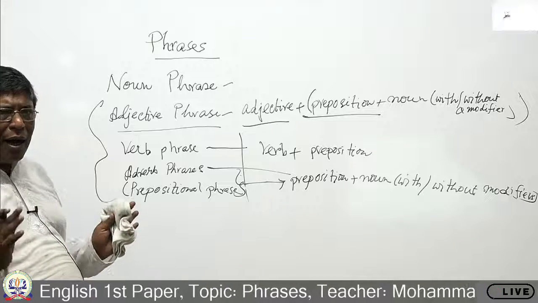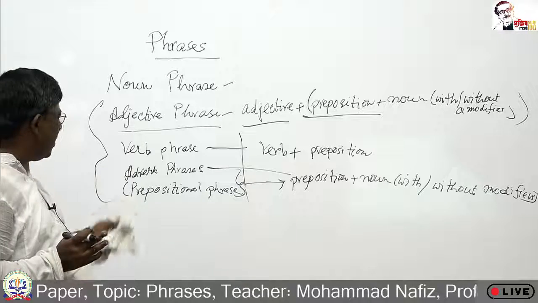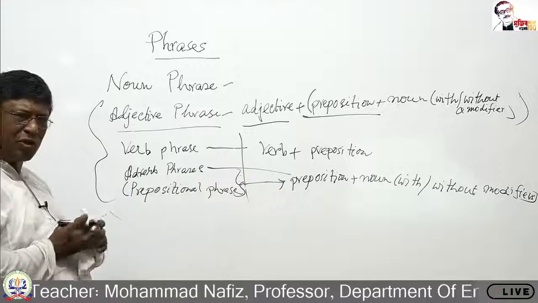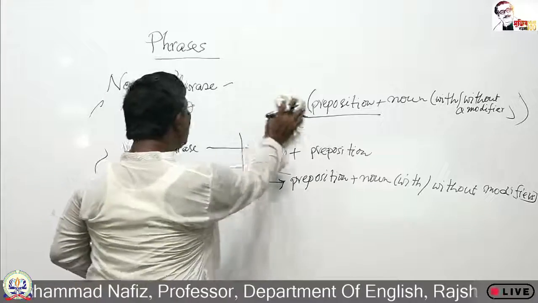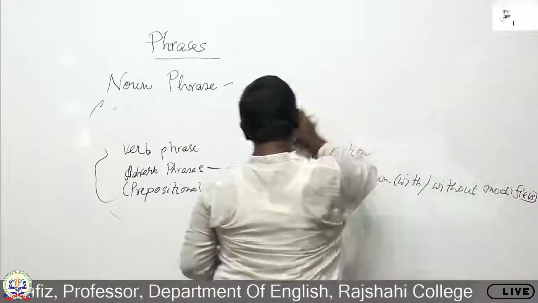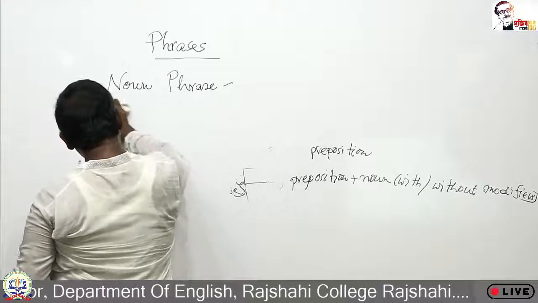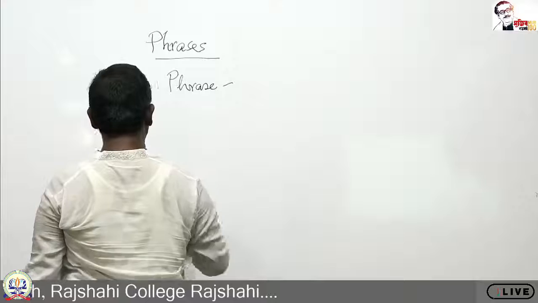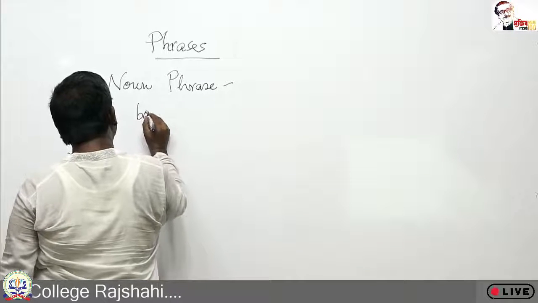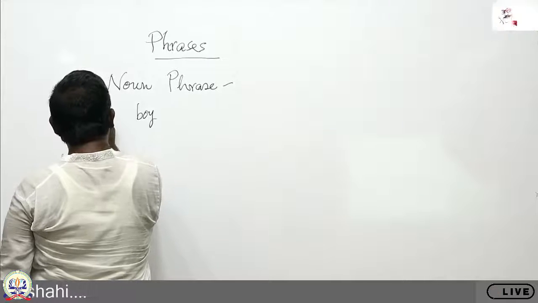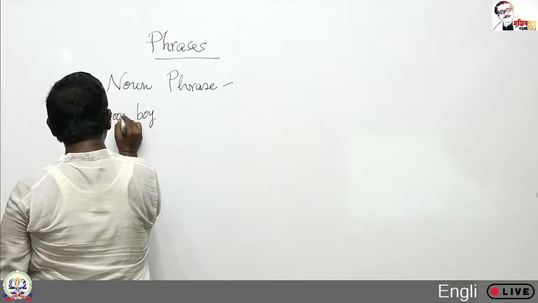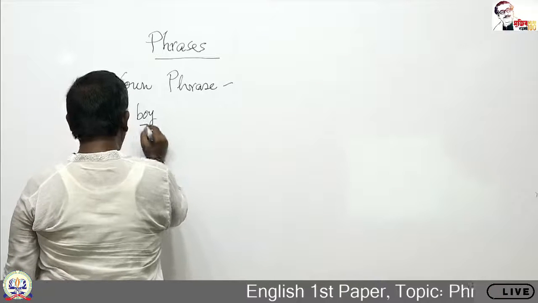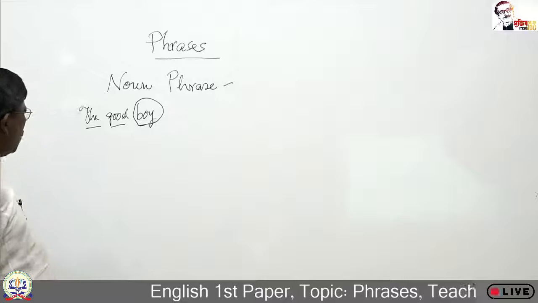So, we have a constant structure of these three phrases, adjective phrase, verb phrase and adverb phrase, which are often called prepositional phrases. But a noun phrase can be made by adding words before or after a particular noun. For example, we have the noun boy, the good boy. We have two modifiers, article the and adjective good, to modify the noun boy.